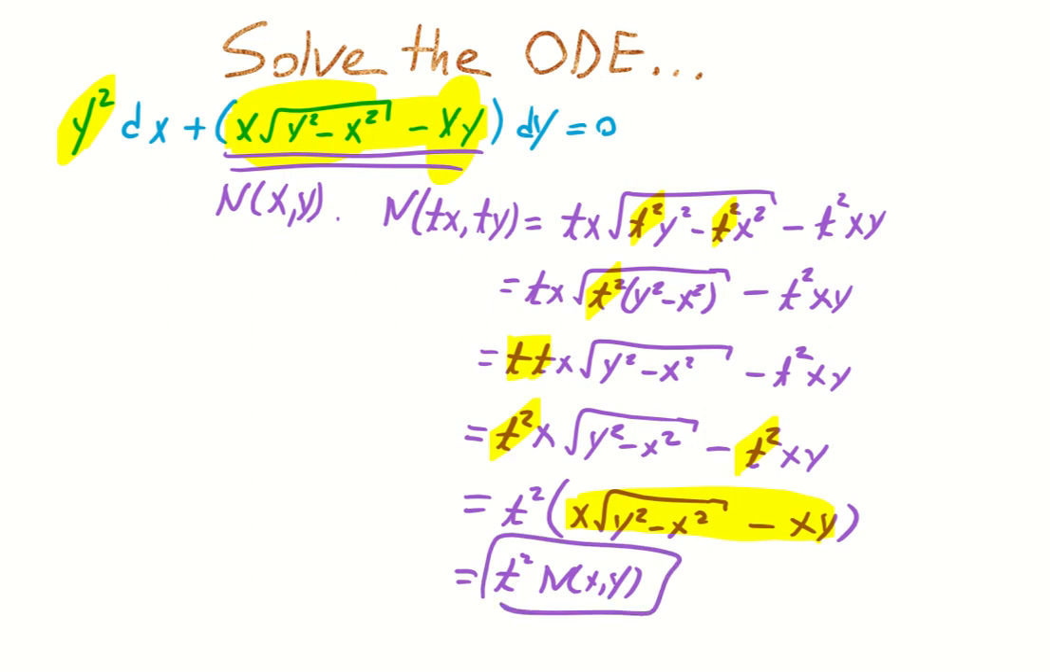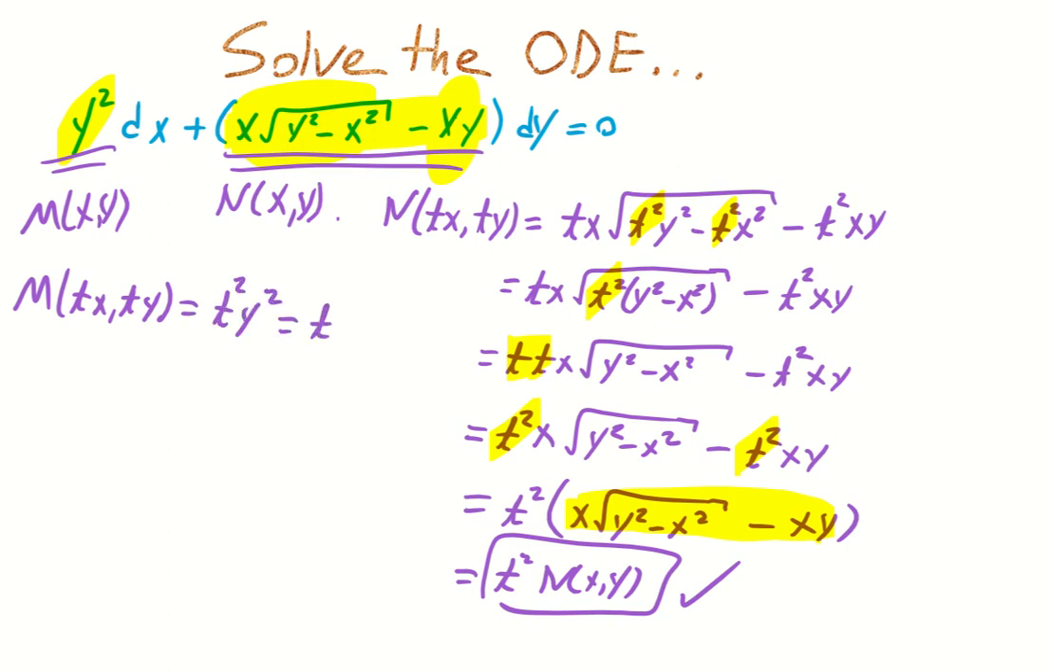This is degree 2. And likewise, if we treat y squared as the function M of x, y, we plug in tx, ty. That's just t squared times y squared, which is the same thing as t squared times our original function, M of x, y. So this also is degree 2, so we really have a homogeneous equation.